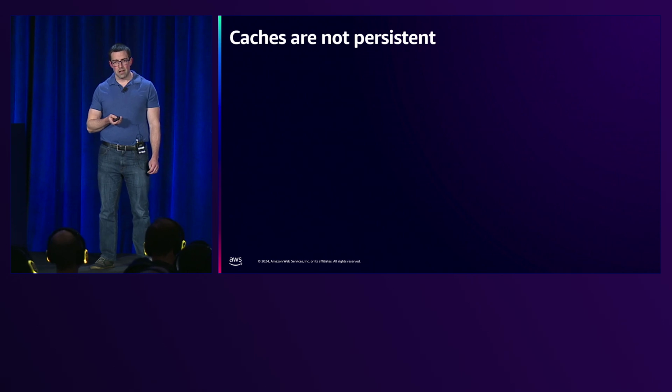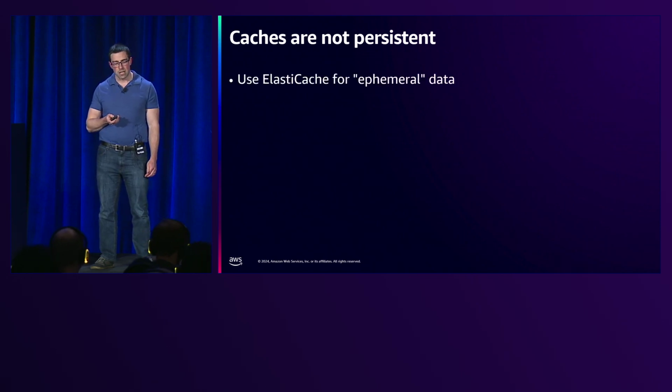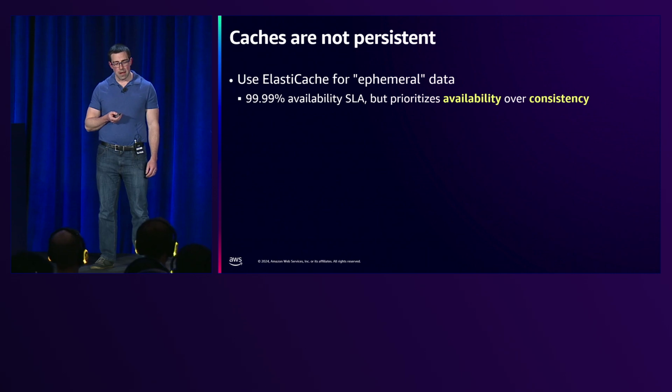So the first thing to remember is that caches are not persistent. They're not a replacement for a database. So when you're looking at ElastiCache, it's best to use it for ephemeral data. What I mean by that is that although we have a 4 9's availability SLA on multi-AZ caches, the system will prioritize availability, that is being able to continue to accept reads and writes, over the consistency of the data.